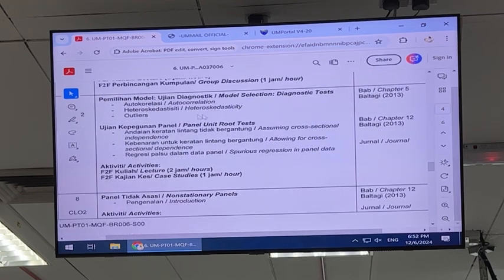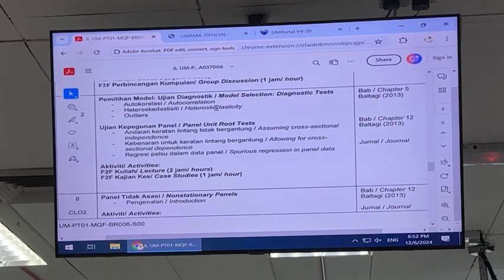Then we also perform diagnostic tests, the autocorrelation test and also the heteroscedasticity test. If our model is suffering from autocorrelation and heteroscedasticity, how are we going to solve it? We can use the robust standard errors to adjust the standard error, because once there is autocorrelation and heteroscedasticity, the variance of the estimates as well as the standard error will be biased. So we have to adjust the standard error to get rid of this issue.